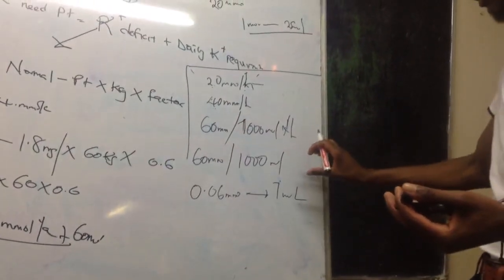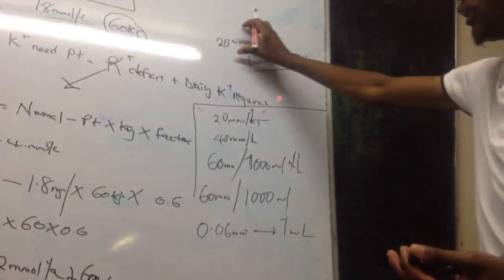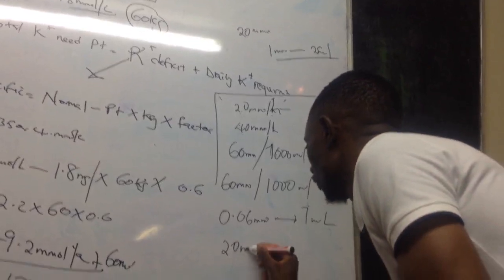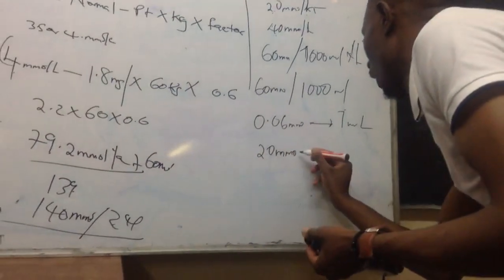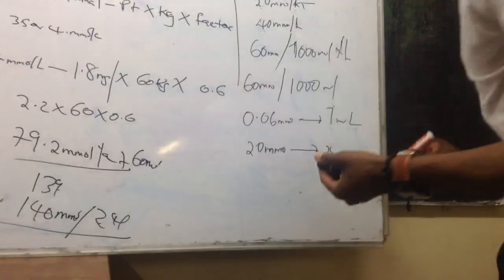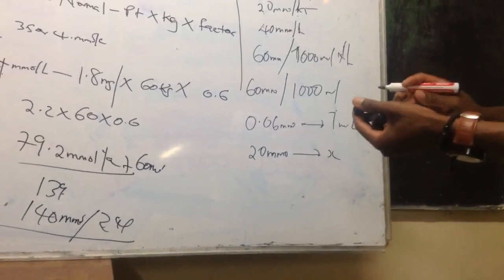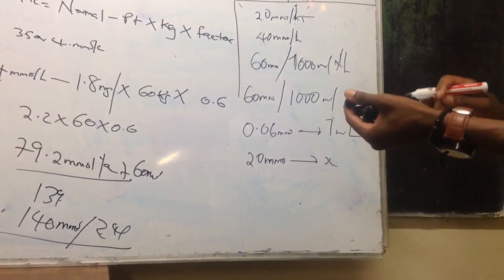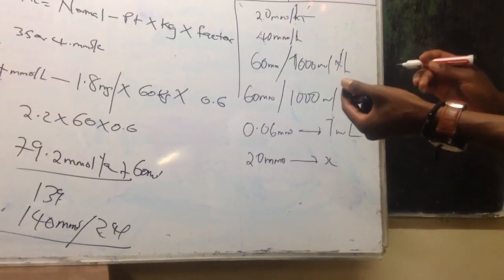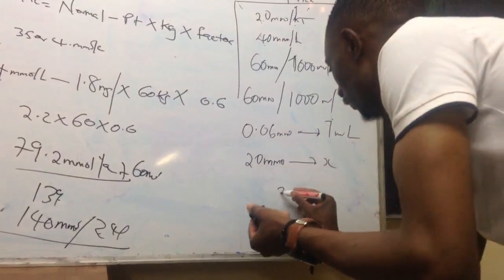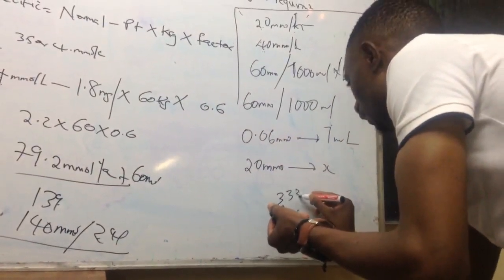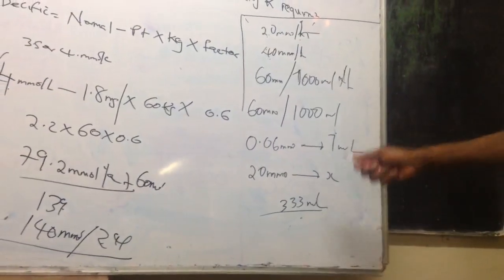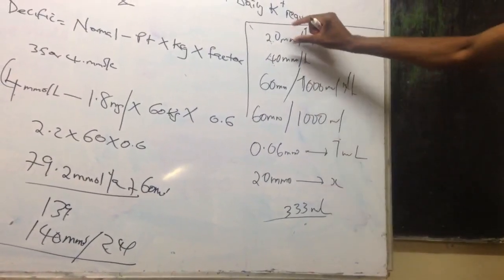Now if you want to give 20 millimoles per hour, you put your 20 millimoles here. 20 millimoles of this must go in per hour. How many mils is equal to this? You just count the number of mils. So you do 20 divided by 0.06, which gives 333 mils.